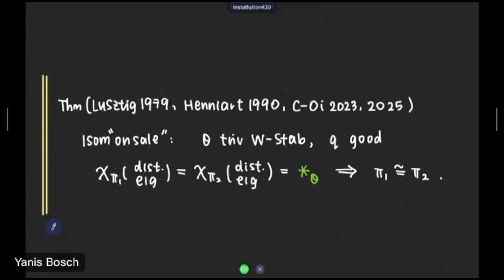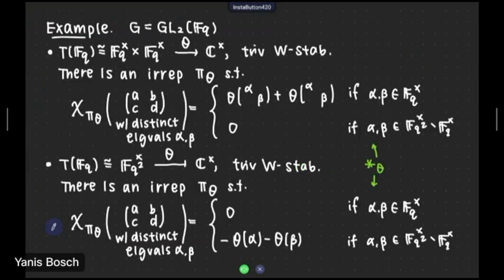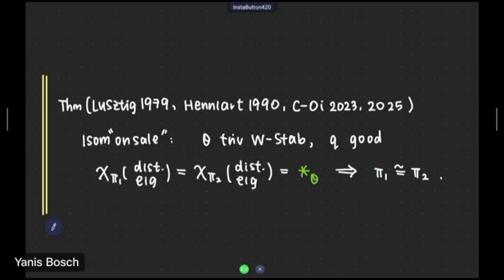So here's the isomorphism on sale statement, which says that these formulas that you saw before actually determine the representation. There's only one irreducible representation that has this character formula. And it's an easy character formula. You didn't have to know the difficult part. You only needed this part. And this theorem holds in general. So this is not just a GL2 thing. This is, an arbitrary connected reductive group over FQ has this property.